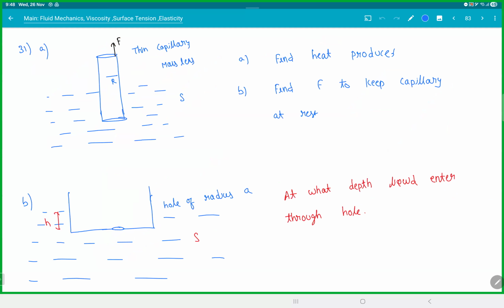This is another good one. The heat producer we just did. So we got a thin capillary, massless, which is placed inside the liquid. Now you're trying to pull it out, or you're trying to keep it at rest. Find the force required to keep the capillary at rest. Second one, you have a container with a hole at the bottom. It's a small hole of radius a. At what depth will the liquid enter inside? So if you have a container with a small hole and if you push it into the liquid, immediately the water won't enter inside.